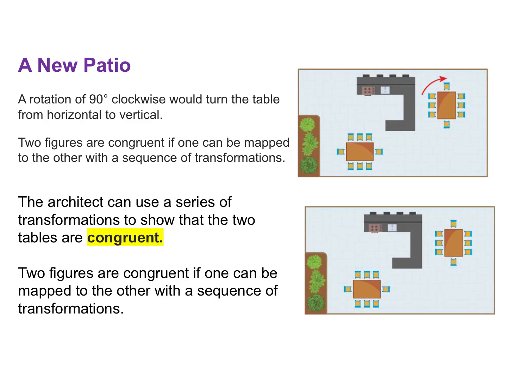So an architect can use a series of transformations to show that the two tables are congruent. That's kind of what we've been talking about. These two figures are congruent if one can be mapped onto the other. What it means by mapping is I can use a sequence of transformations to show that they are exactly the same when you move it along. It's kind of like our patty paper that we've been using. I can move it and the patty paper is going to sit right on that picture.